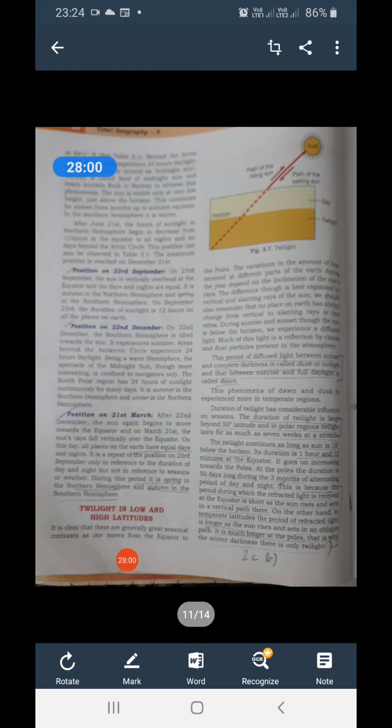And then again they've given you the position on 21st March. Now, as the earth is moving around the sun, the earth comes in such a position that it again shines on the equator, and that is called the spring equinox occurring on March 21st. Now this phenomenon, children, I am going to explain to you with the diagram.